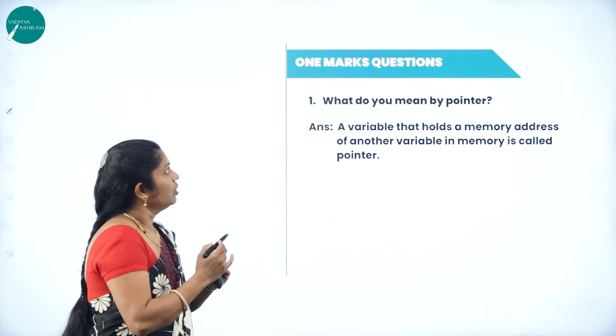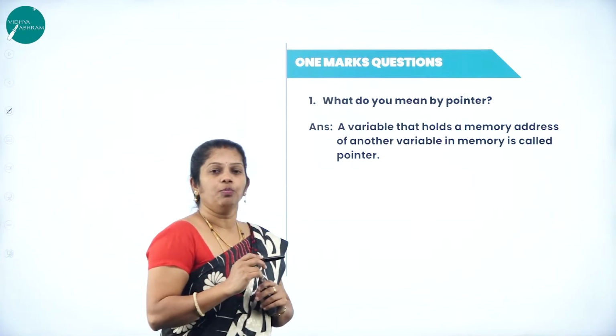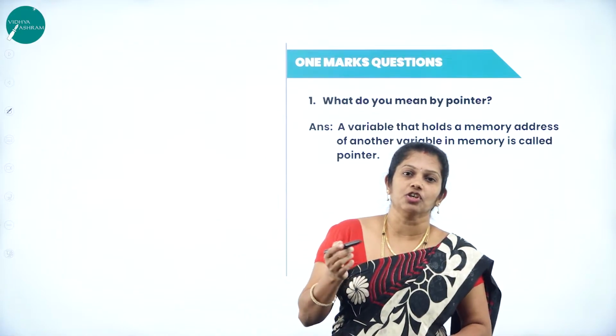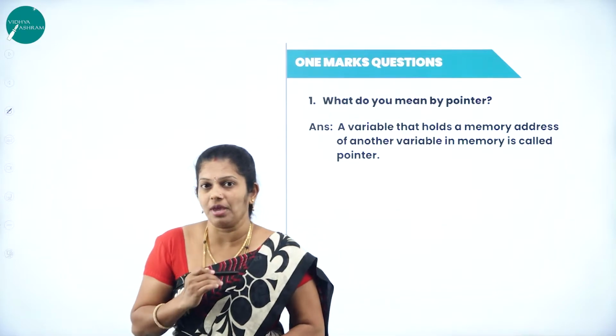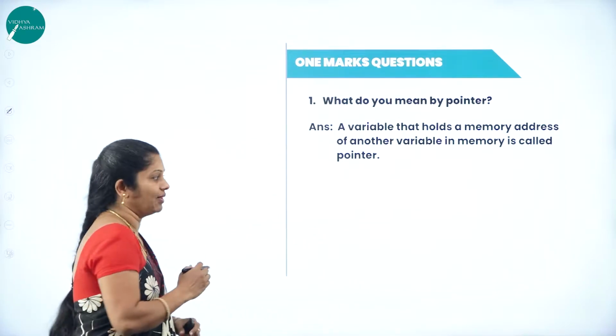When they come for 1 mark, what do you mean by pointer? A pointer is a variable. It stores the memory address of another variable. It will not store the actual information at that place. It will store the memory address of another variable.